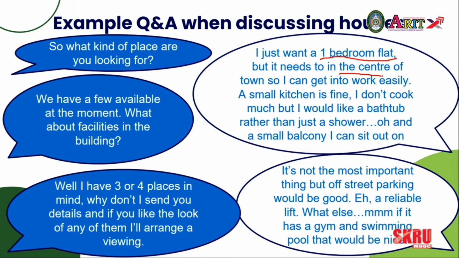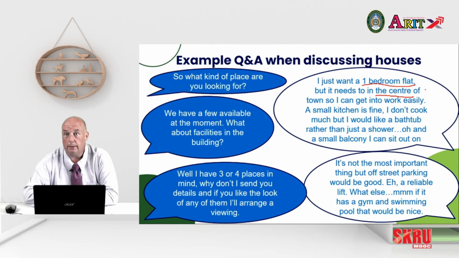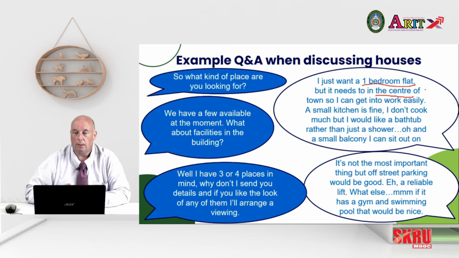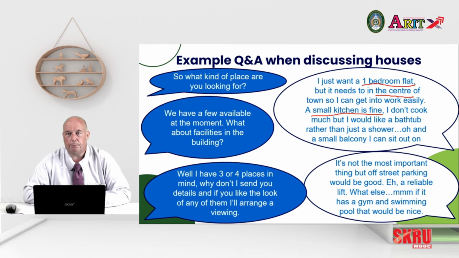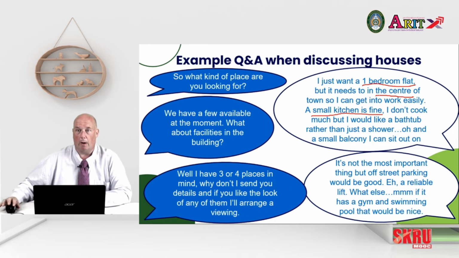Where is your house located? Is it in the center of town, on the outside of town, near the beach? Things like that you can use to describe it. He wants that so he can travel to work easily. Some of the things he wants, apart from 1 bedroom, just a small kitchen. So this person isn't looking to cook for a family. He says he doesn't cook much. He does not do a lot of cooking. So it doesn't matter if the kitchen's small.